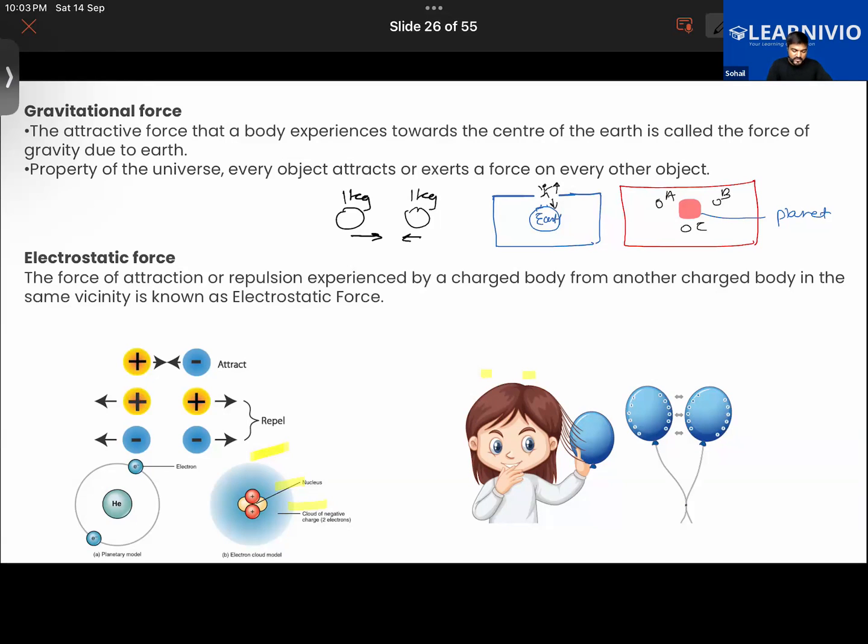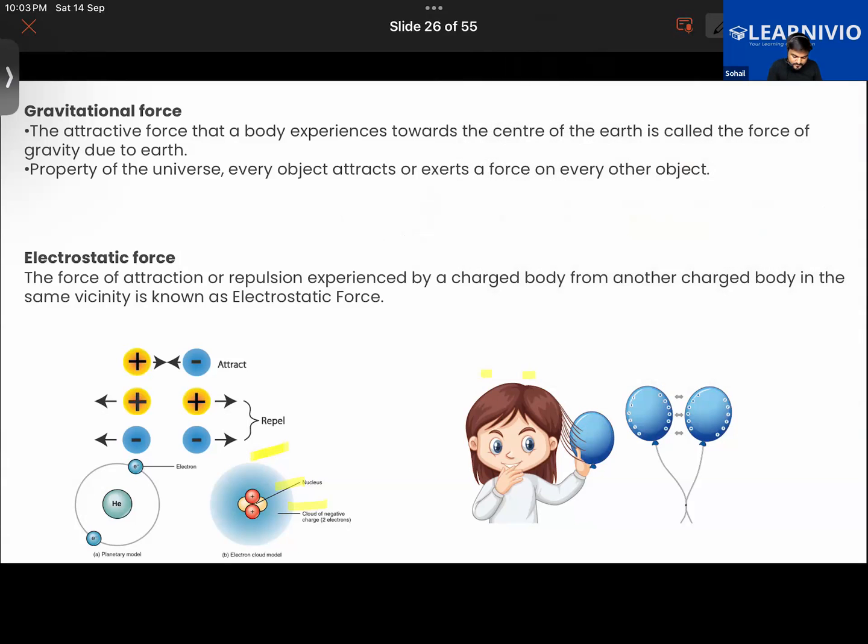So what I was trying to explain to you guys is that this gravitational force is a property of the universe. It will occur between every two objects. It's not necessary that every object will be moving. The only situation where one object will move towards another is when one of the objects is very massive in size. Hope it should be clear.